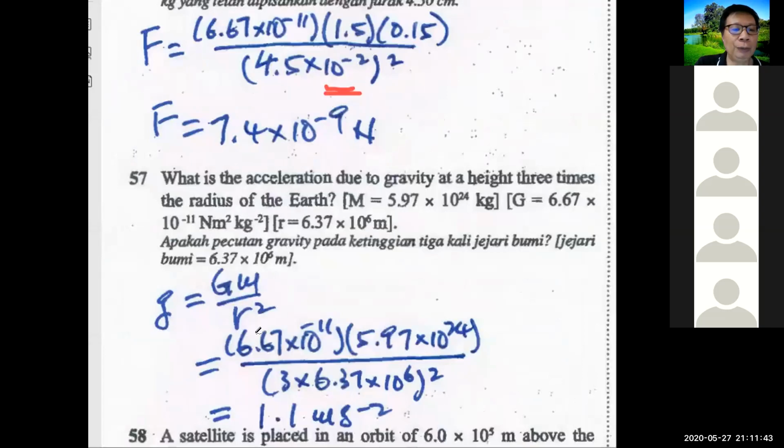Take the G value once again and memorize this. Put in the mass given, and the distance is said to be 3 times the radius, so times 3 now. You take 3 times the radius, then you square the whole thing. Then you get this answer. So the distance R here is 3 times the radius, 3R.